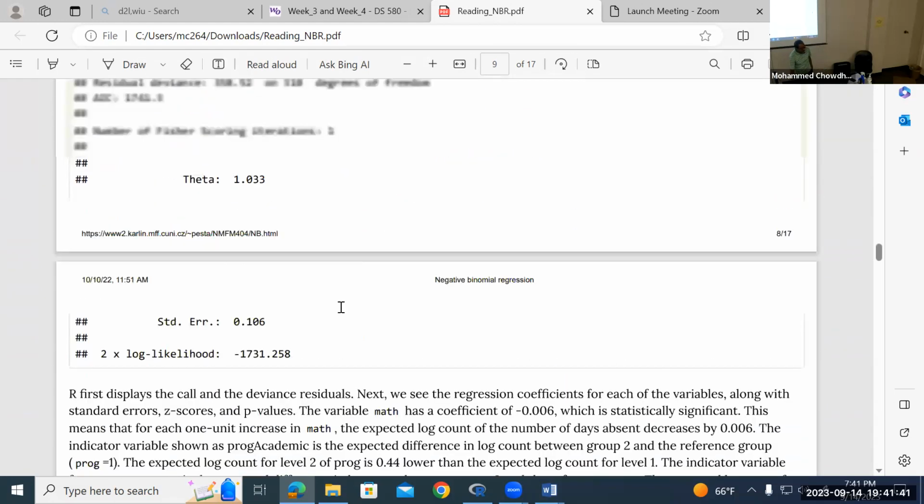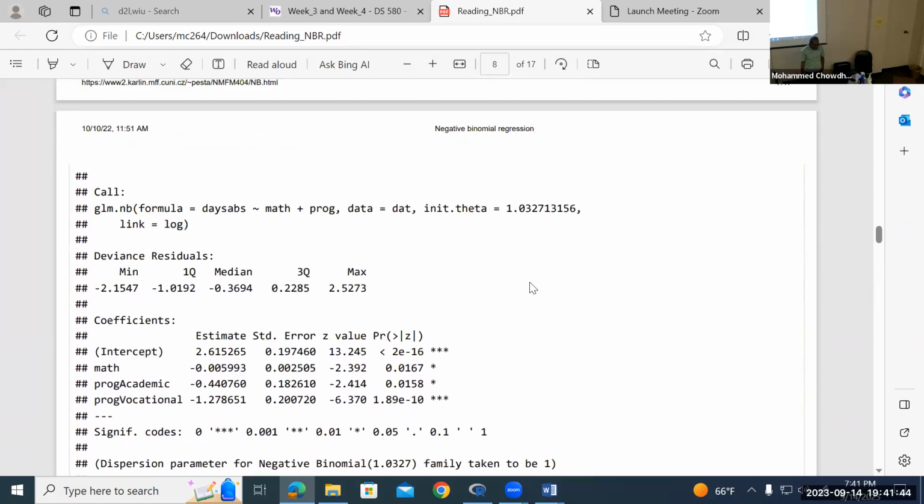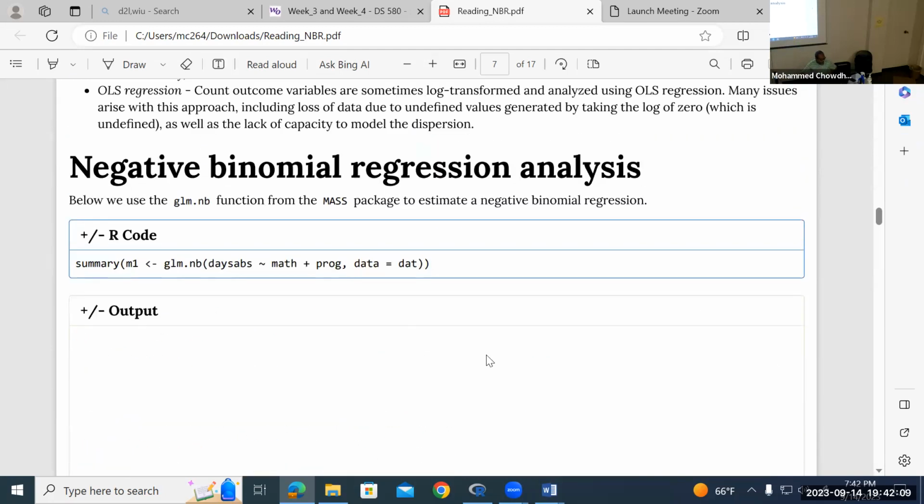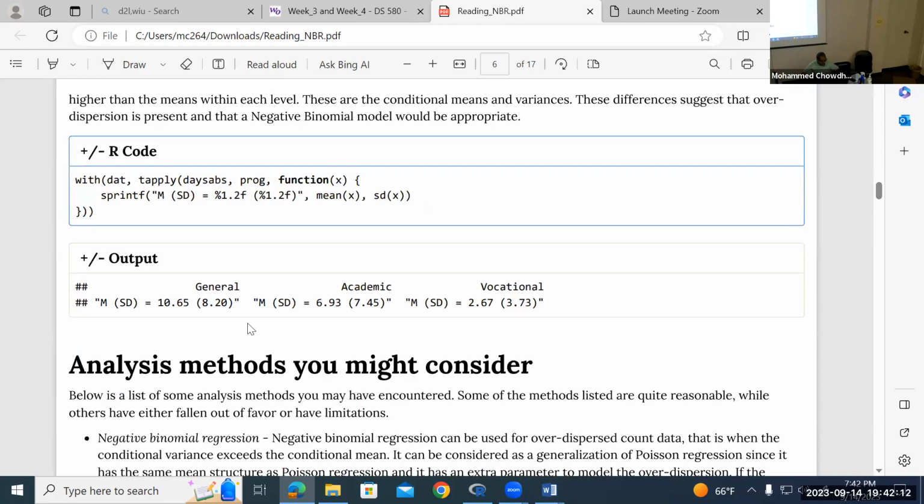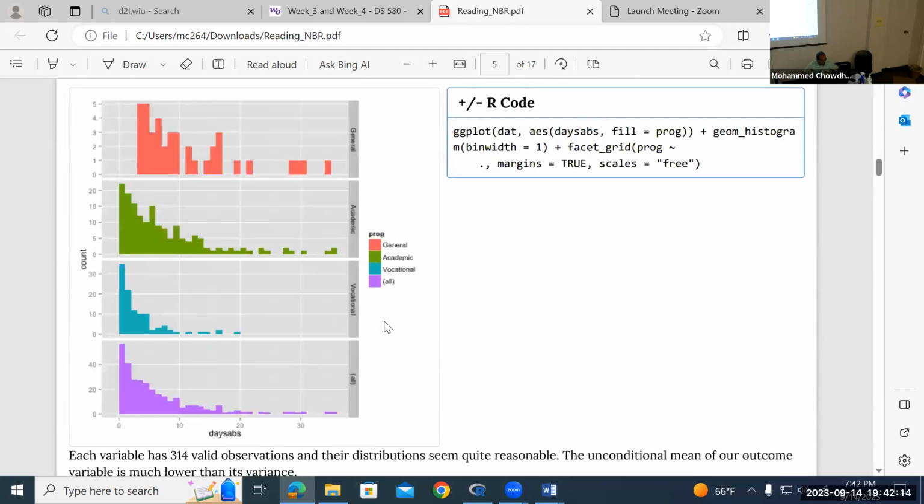Okay, so this is data where the independent variables are the math score and the type of program, and the dependent variable is the number of days the students are absent. So number of days is count data, right? In the entire academic year, the number of days students are absent from class is the count data. What they derived first here are basic statistics like the mean and standard deviation.